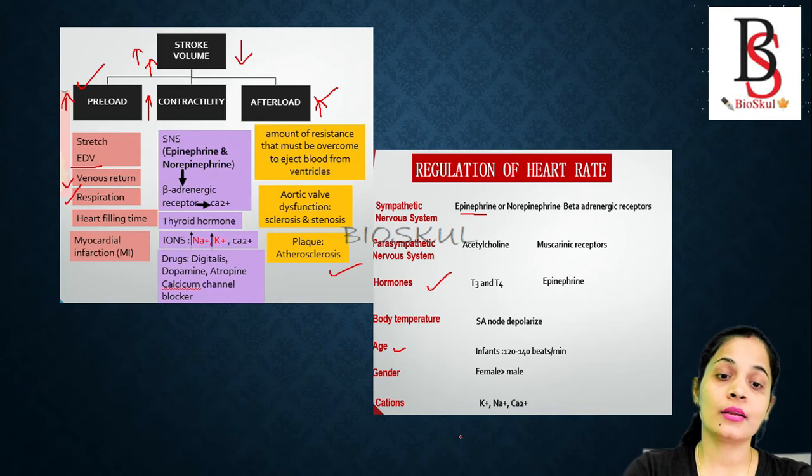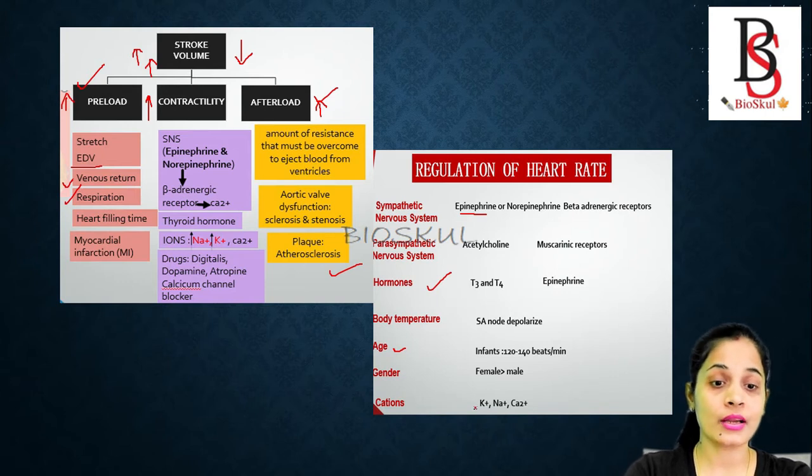Gender: in the case of females, we will get a higher heart rate in comparison to males. Certain cations, like an increase in potassium ions and sodium ions, will decrease the heart rate, whereas if calcium ions increase, it acts as a positive inotropic agent and increases the heart rate.